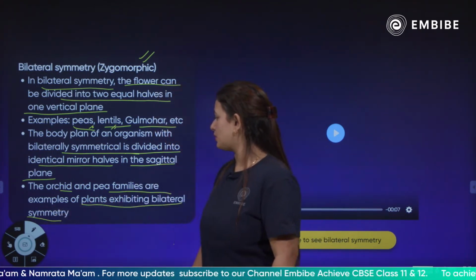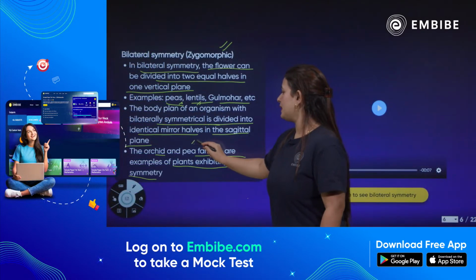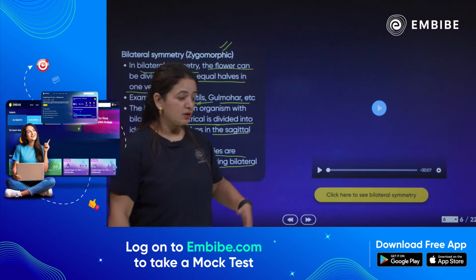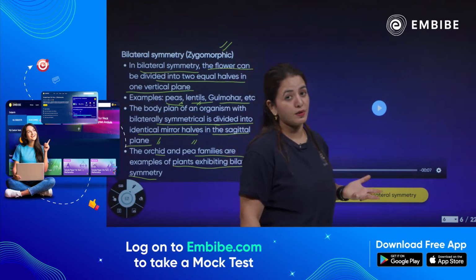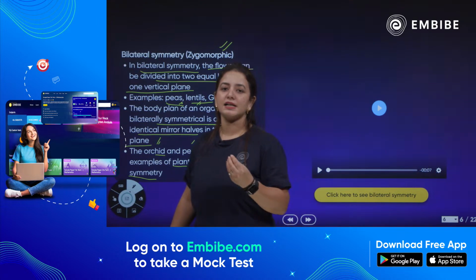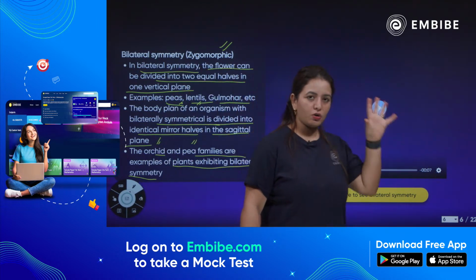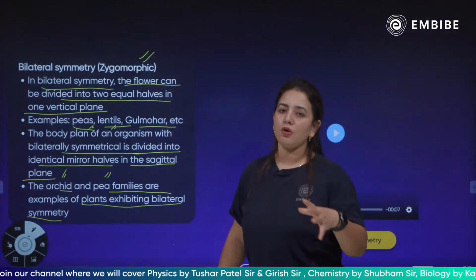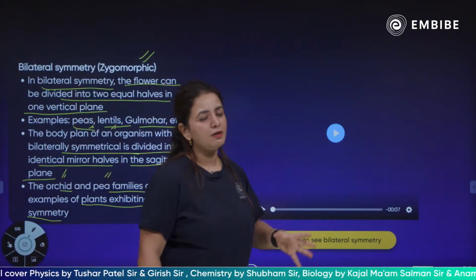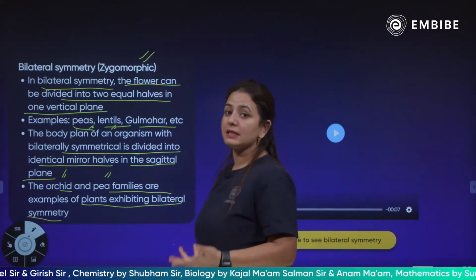They are only talking about the families. The pea family and the orchids possess bilateral symmetry. This is a question I might also ask. The pea and orchid families possess bilateral symmetry. In general, not just some of them, all the plants belonging to the pea and orchid families will possess bilateral symmetry. So let's see what exactly bilateral symmetry is.